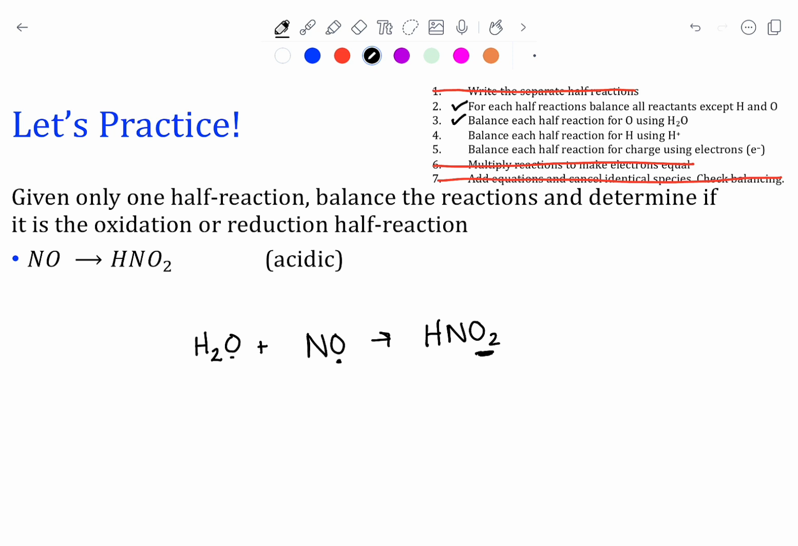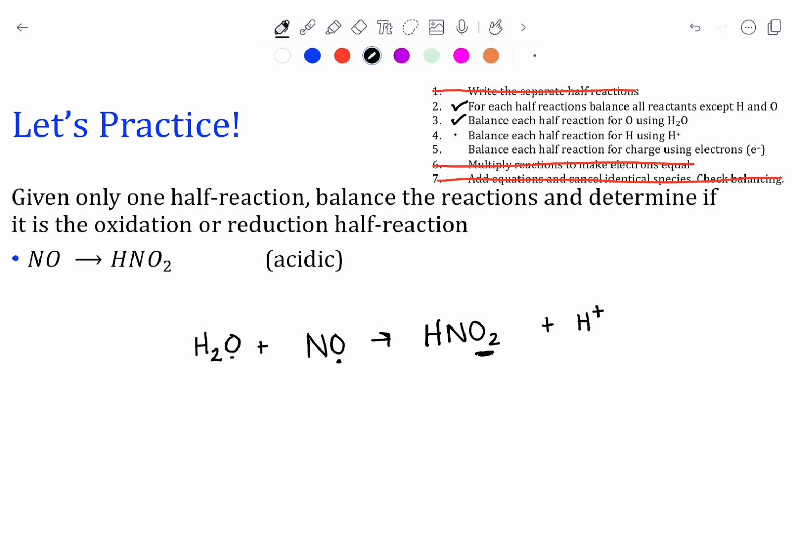Now we want to balance the half reaction for hydrogen using H+. So on this side I have 2 hydrogens, and on our product side I have 1 hydrogen. So I need to add an additional hydrogen ion in order to balance that out. I now have 2 hydrogens. Just make sure, we haven't seen this in our examples just yet, so this is why we're showing it here, that if you have oxygen or hydrogen in your compound already and they're on either side, you have to account for that. So just make sure you're double checking your balancing as you go.